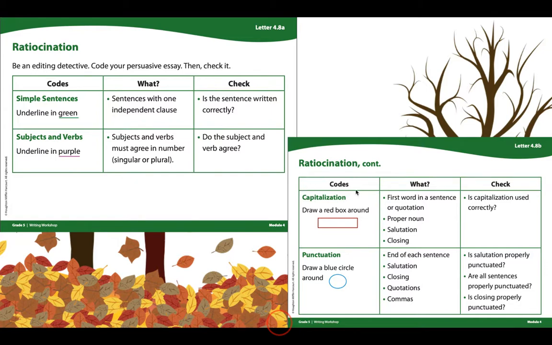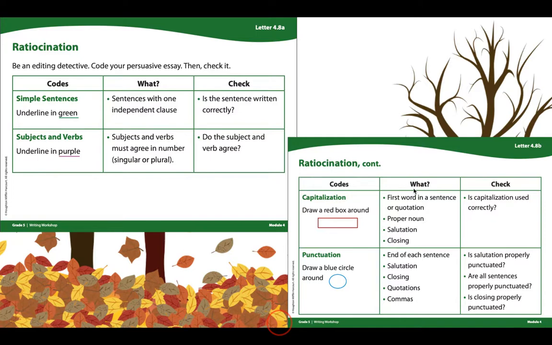Here are some more codes that you need to worry about. For capitalization, you are going to draw a red box around your capitalized letters. These include the first word in a sentence or quotation, a proper noun, all the words in a salutation, or all the beginning letters of a salutation, and your closing.